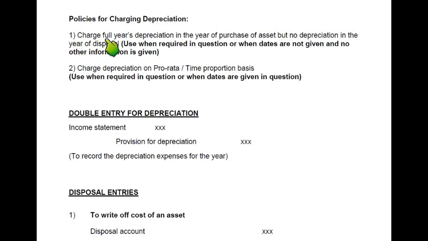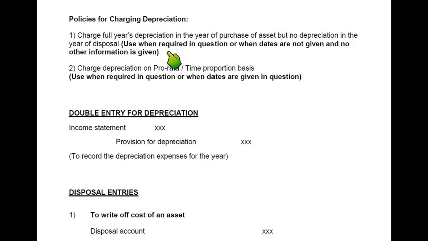Now what does full year policy mean? Let me read these words for you, the official words. Charge full year depreciation in the year of purchase but no depreciation in the year of disposal. So basically this policy is normally written in an examination question. In the full year policy we do not see when we have actually bought the asset, at which date, and on which date we have actually sold the asset.